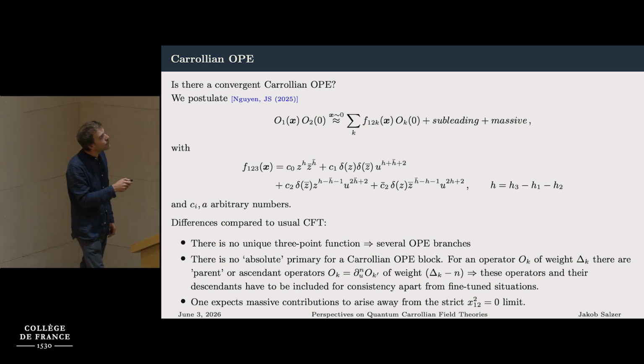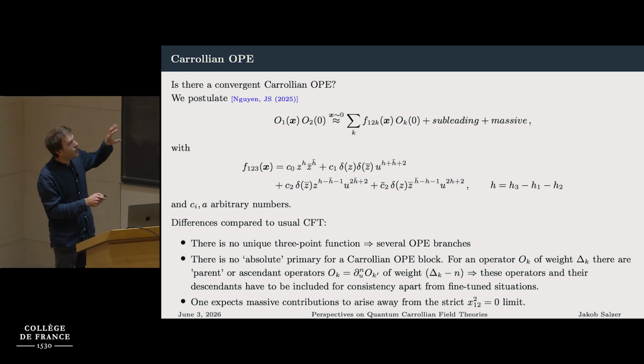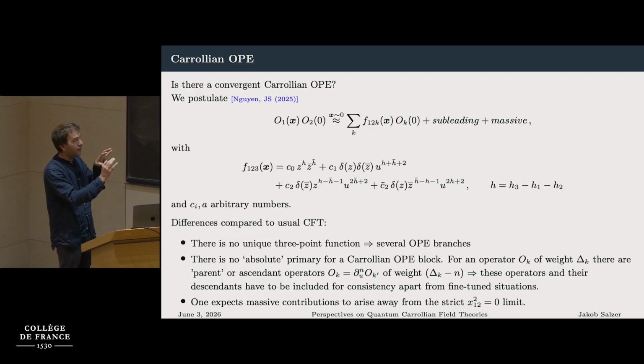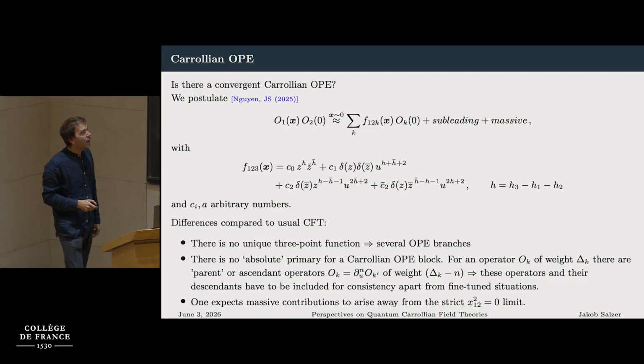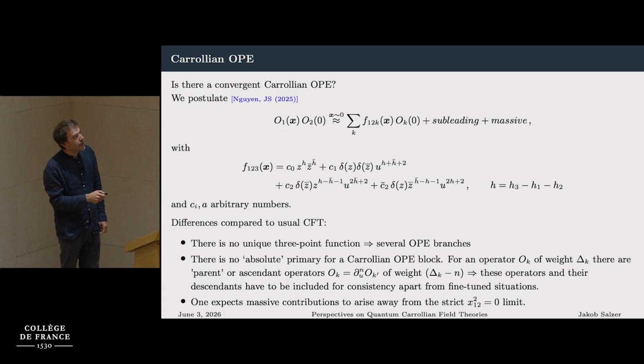So we assume that we have two operators, O1 and O2, and we bring them close together. Then we can expand them into a sum of other conformal Carrollian primary operators times some OPE structure. And then we have subleading terms and other terms that I will come back to in a moment.